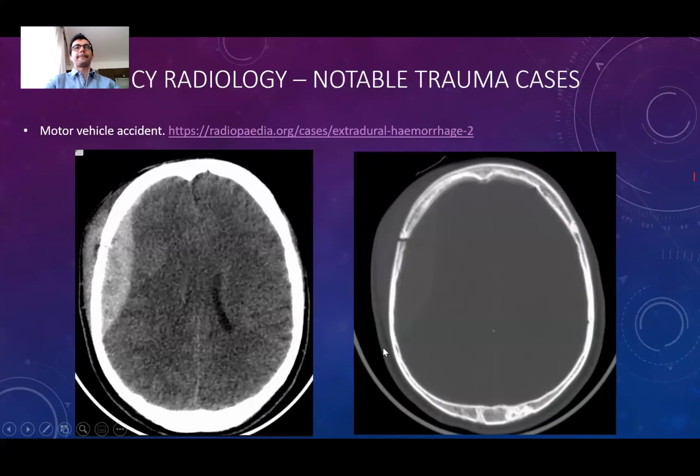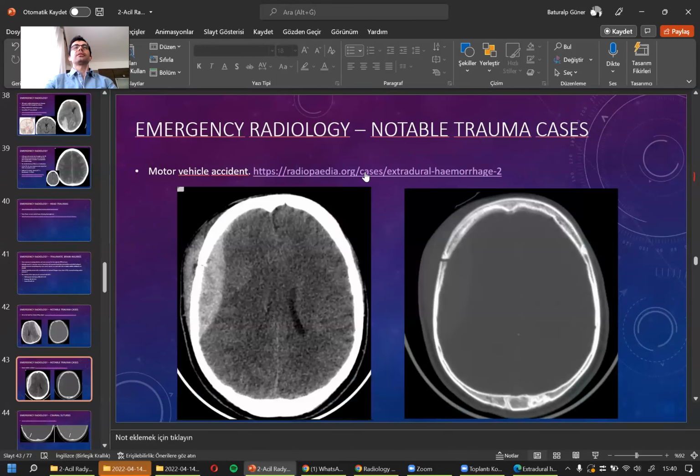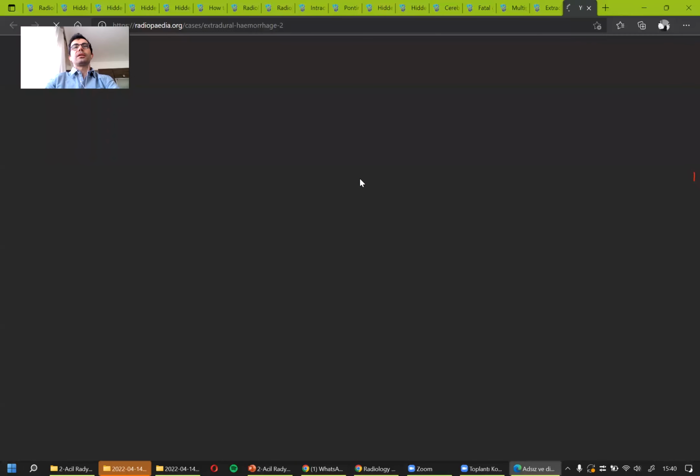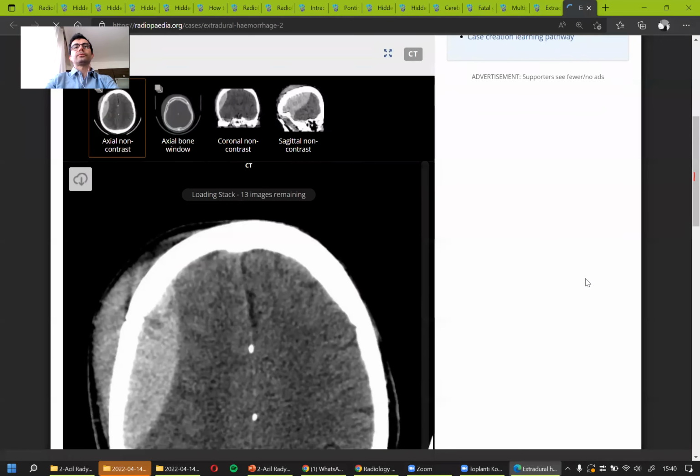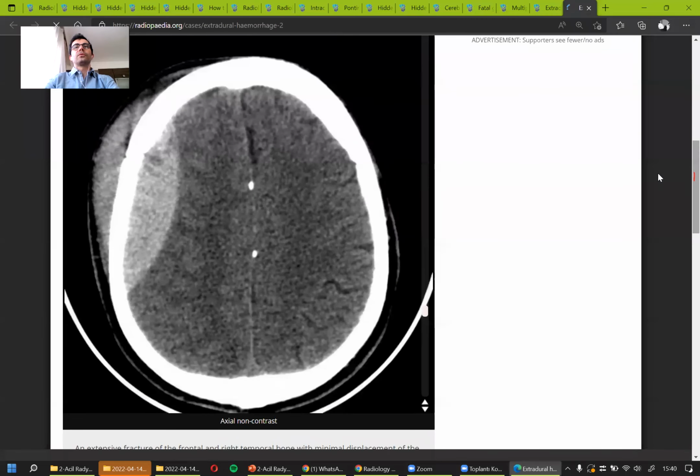Okay. We are seeing another patient with a motor vehicle accident. I will be checking up this one as well. What type of hematoma are we seeing, people?